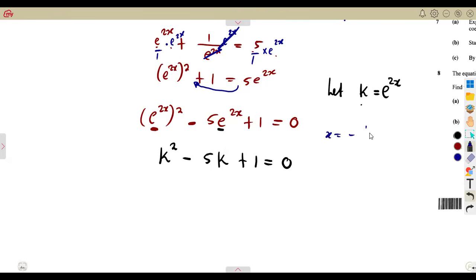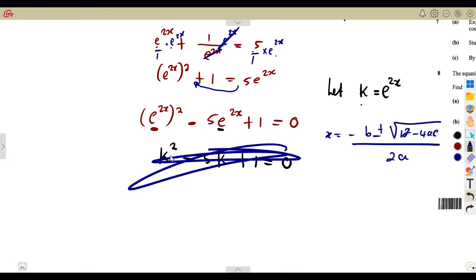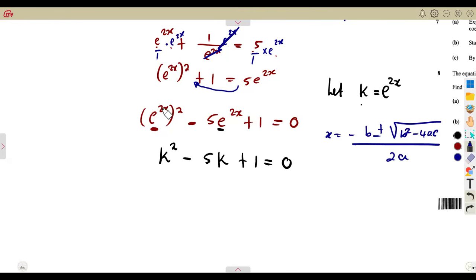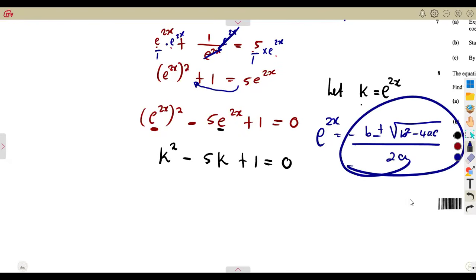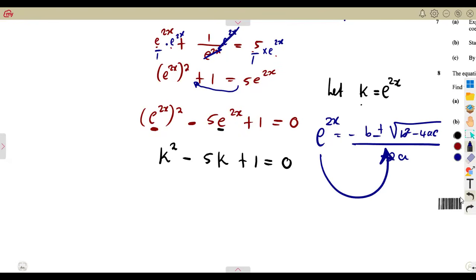Remember, x is equal to minus b plus or minus the square root of b squared minus 4ac, everything over 2a. There is no need for me to have this. I can even have it from this, because I can see this is the same as our x squared, and this is the same as our x. So I can take it that way. Instead of x, it will be e to the exponent of 2x is equal to. So you're solving for e to the exponent of 2x.